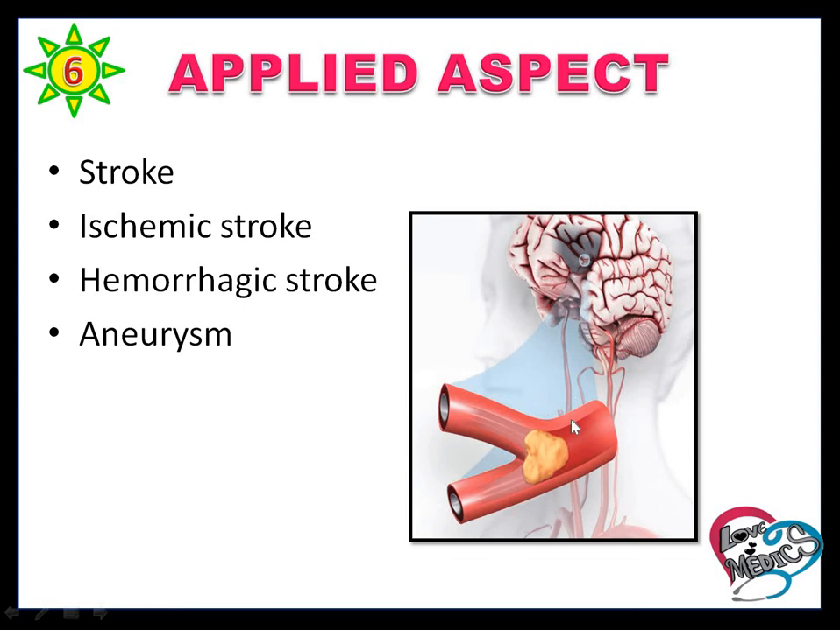Aneurysm is the ballooning of blood vessel due to a weak area in the blood vessel. If the person has aneurysm and also hypertension, that means high blood pressure passes into the aneurysm and it leads to breaking of the aneurysm. So the person may be affected with hemorrhagic stroke. The blood directly passes into the cranial cavity, that is called hemorrhagic stroke.